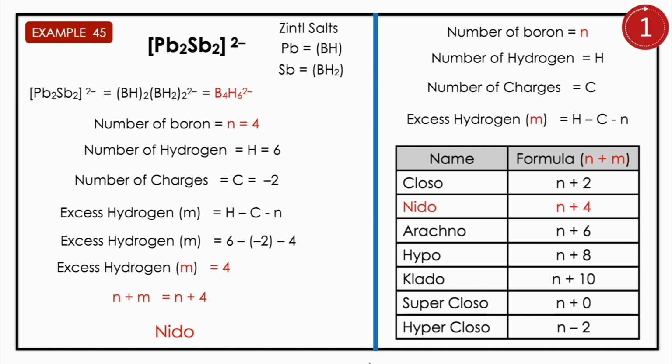M equals 4 means it is N plus 4 system. If you look at the table, N plus 4 system means Nido structure. So according to the Wade's rule, the Zintl salt Pb2Sb2 2 minus has the Nido structure.